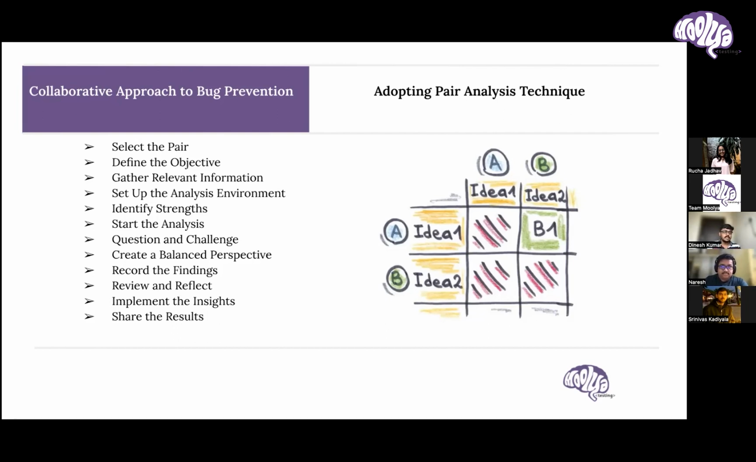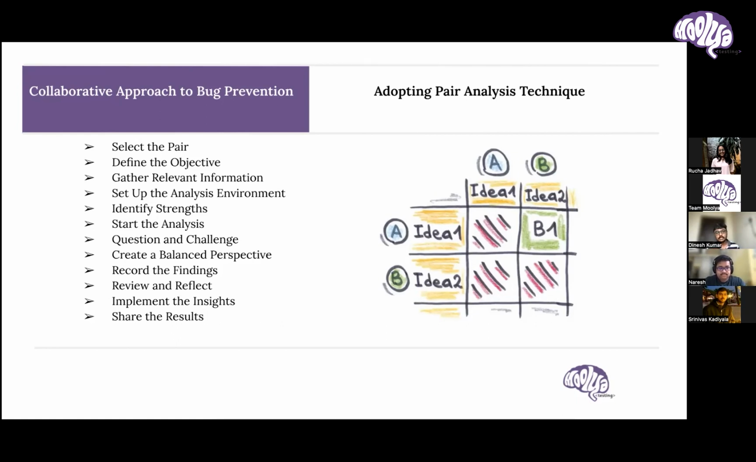Or you can ask the BA, okay, these are the things I have covered as part of this story. Is it fine, or do you want me to cover any uncovered scenarios or edge cases? Because every individual will have their own perspective towards the stories, right? So select the pair and define the objective. Clearly define the purpose and objective of the analysis. What specific topic or problem do you want to analyze?